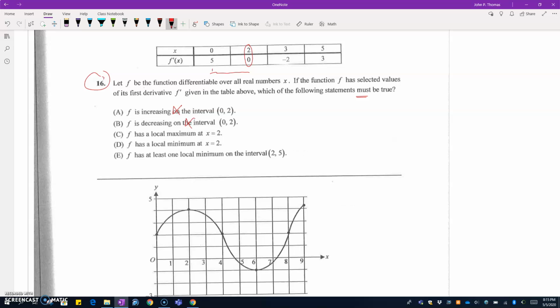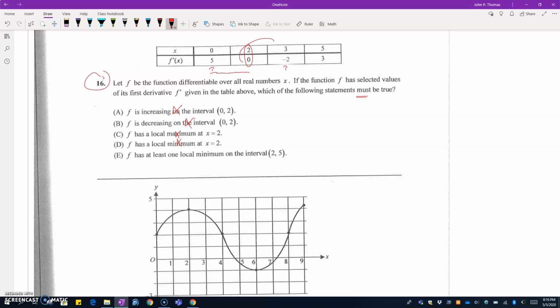A lot of people make the kind of mistake of taking a look at that 5 and negative 2 and saying, oh, it goes from positive to negative, so therefore it's a maximum. But again, between that first spot where it's positive and the spot where it's 0, we could have all kinds of things happen with that. All right, so both of these are out for that reason because we don't know what happens immediately on each side. The last one says f has at least one local minimum on the interval from 2 to 5.